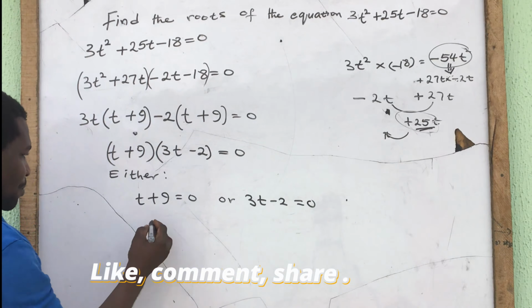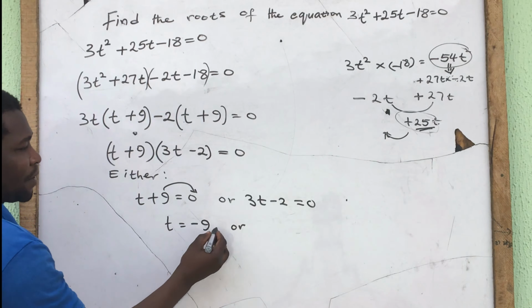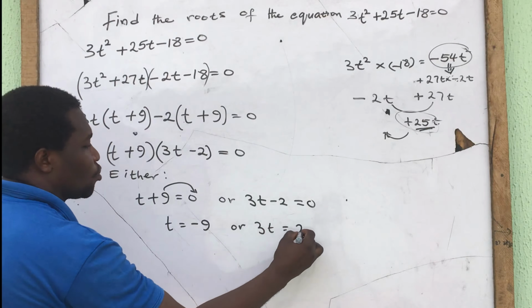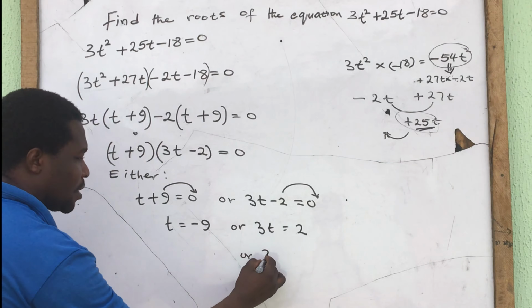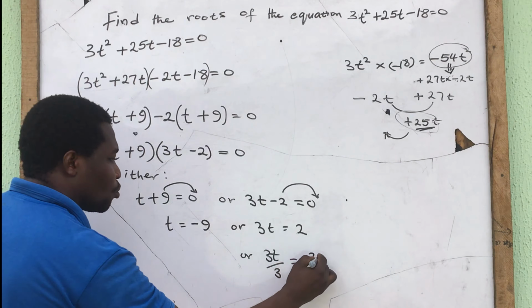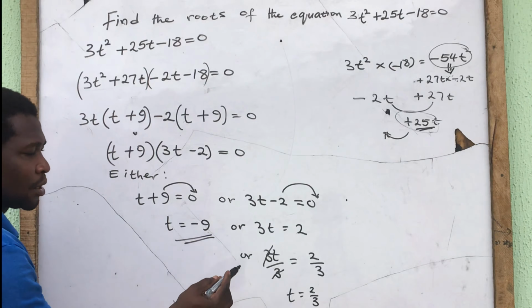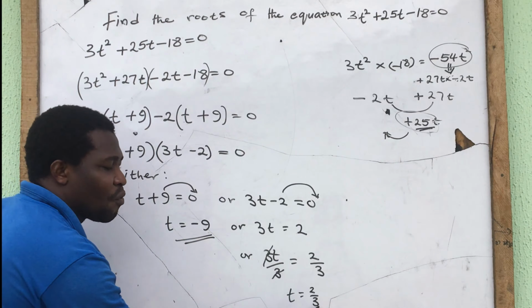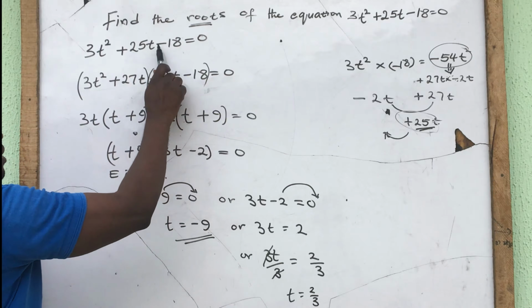So t equal to minus 9, or when this one comes back here, you have minus 9. 3t equals 2 when this comes back here. So 3t over 3 equals 2 over 3, that is t equal to 2 over 3. So t equal to minus 9 or t equal to 2 over 3. These are the roots of this equation.